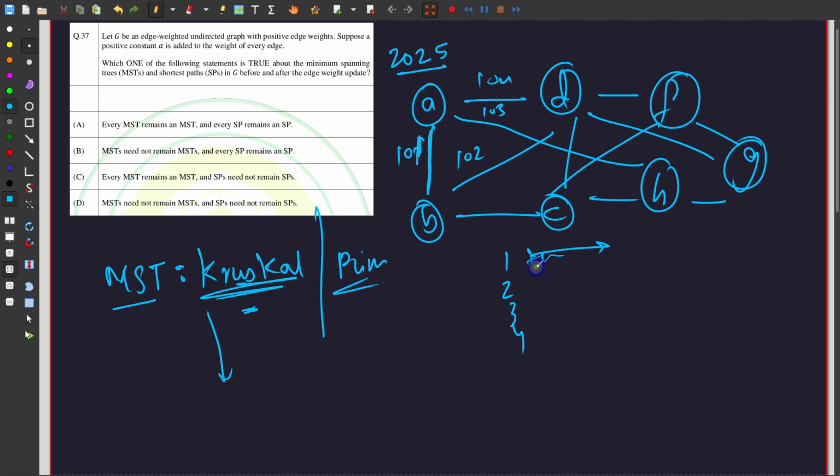1 2 3 4, if you add 100 to everything, it will become 101, 102, 103, 104. The same edges will still exist, and therefore any MST made by Kruskal will still be the same that it was. It won't necessarily change. Now consider Prim as well.